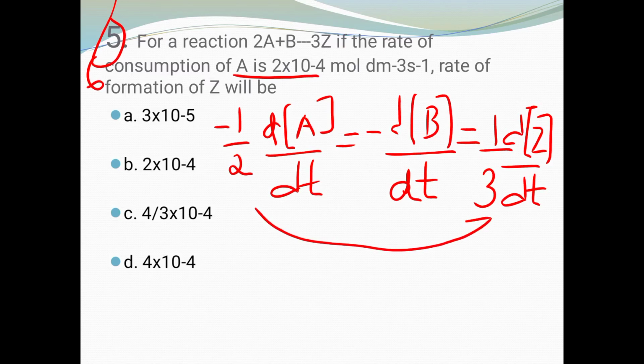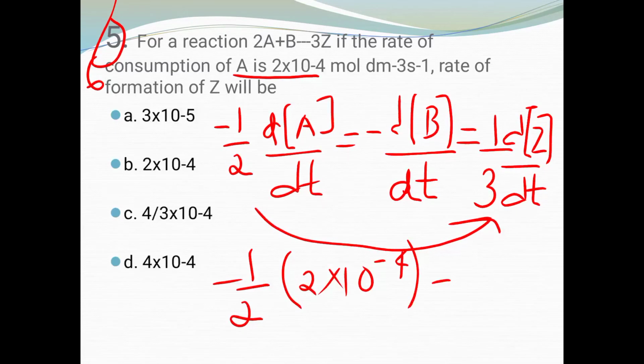So then you have to equate these two, because we are dealing with consumption of A and the formation of Z. So it is minus 1 upon 2, A is your 2 into 10 to the power minus 4. And here you have minus is equal to 1 upon 3 into dz upon dt, which I assume to be x. So once you solve, you get your answer as A. This is your correct answer. You can solve it and check.